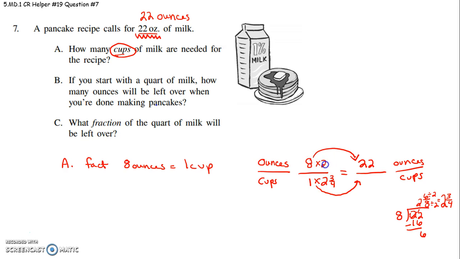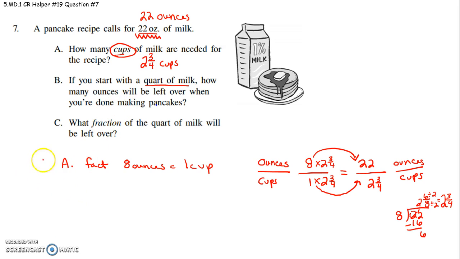So 8 times 2 3/4 gets you to 22. 1 times 2 3/4, that's 2 3/4 cups. So 2 3/4 cups of milk are needed for the recipe. If you start with a quart of milk, how many ounces will be left over when you're done?